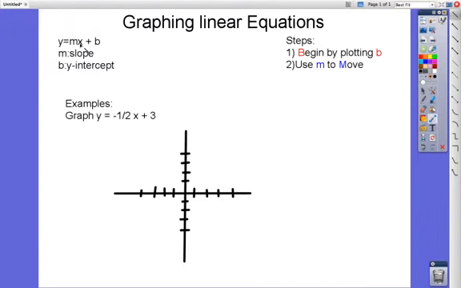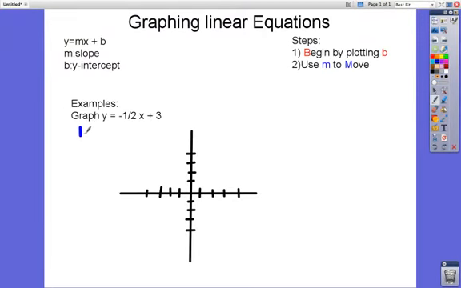M tells you how to move. After you've plotted b, m will tell you how to find the next point. So if we're going to do this example here, y equals negative 1/2 x plus 3, the first thing we want to do is identify m and b. In this problem, our m would be negative 1/2, and b equals 3.